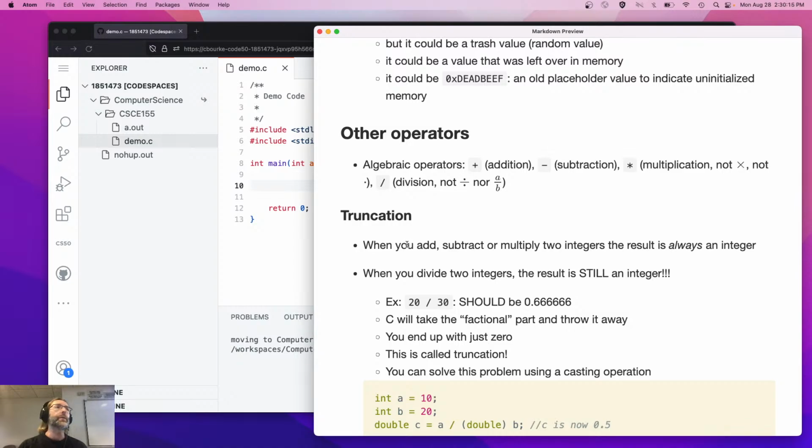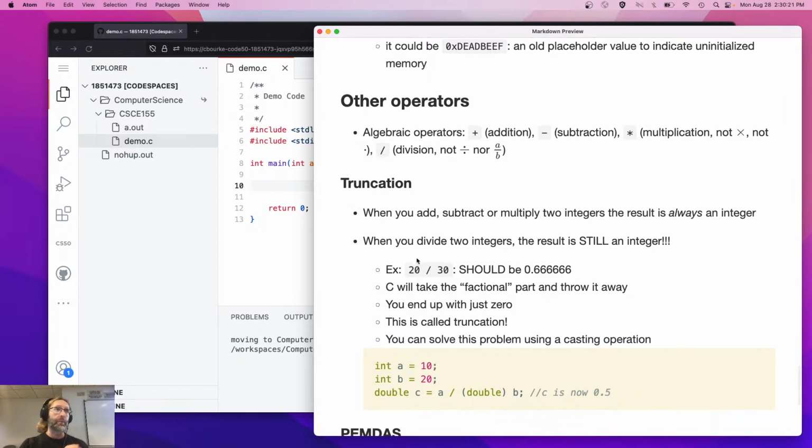You do have to be careful, though, because when you work with integers and integers, the result has to be an integer. So if you are doing multiplication, addition, or subtraction, there's no problem there. But when you divide two integers, it should be a fractional value, but it's not because the fractional part gets thrown away. That's called truncation. And so you end up with 0 in this particular case.